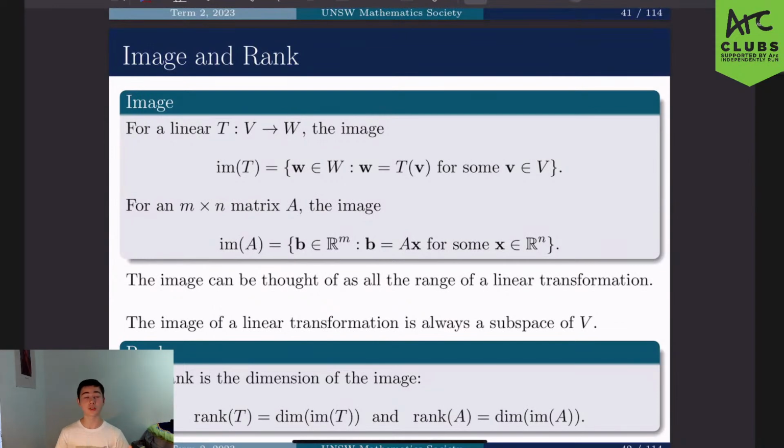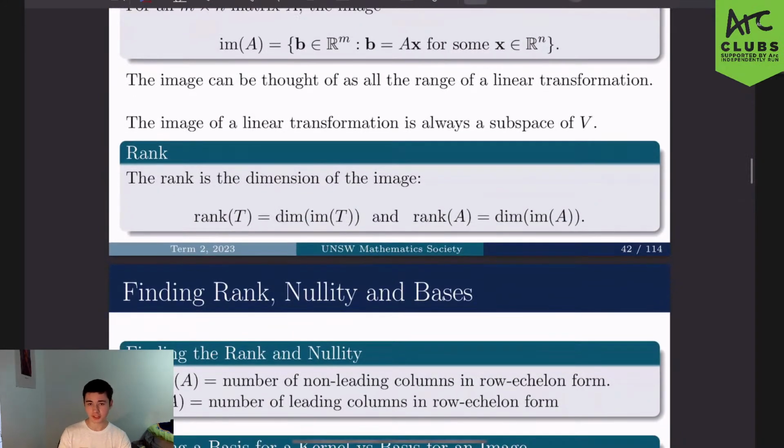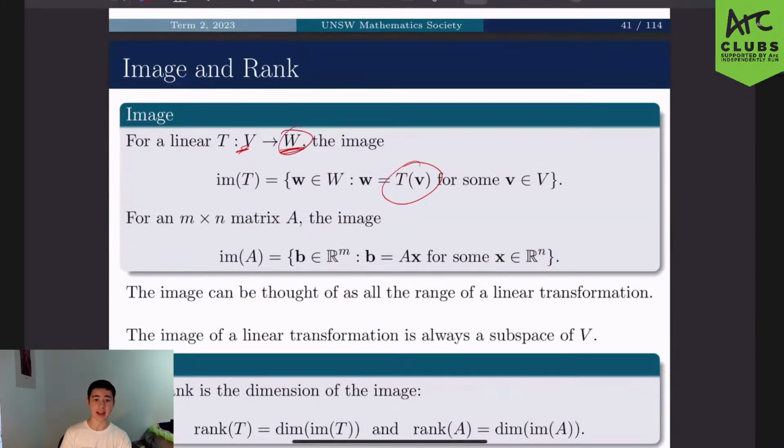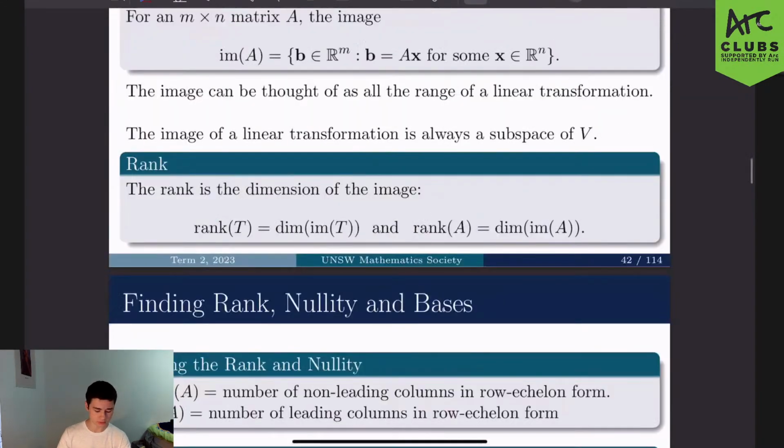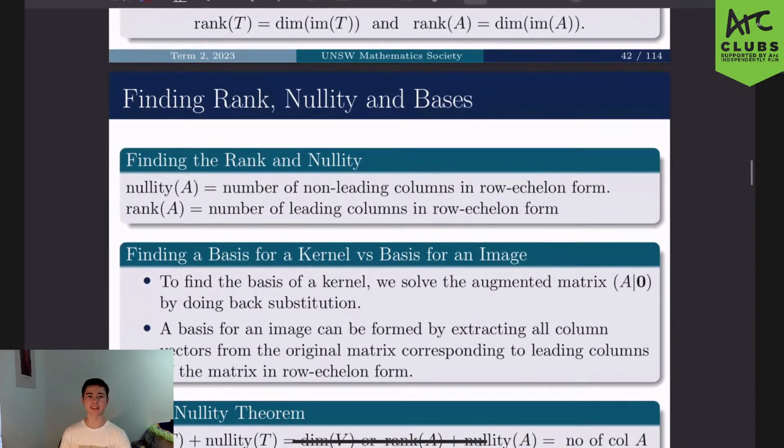So image is rather your column space, all the things you can make using the columns in a matrix. The image of any transformation is something that ends up in the codomain. What in W can we make from our transformation of V? So rank is the dimension of our image, the dimension of all the things we can make. Note that W is our codomain, while our image is our range. That's just another way to relate it back to 1A concepts.